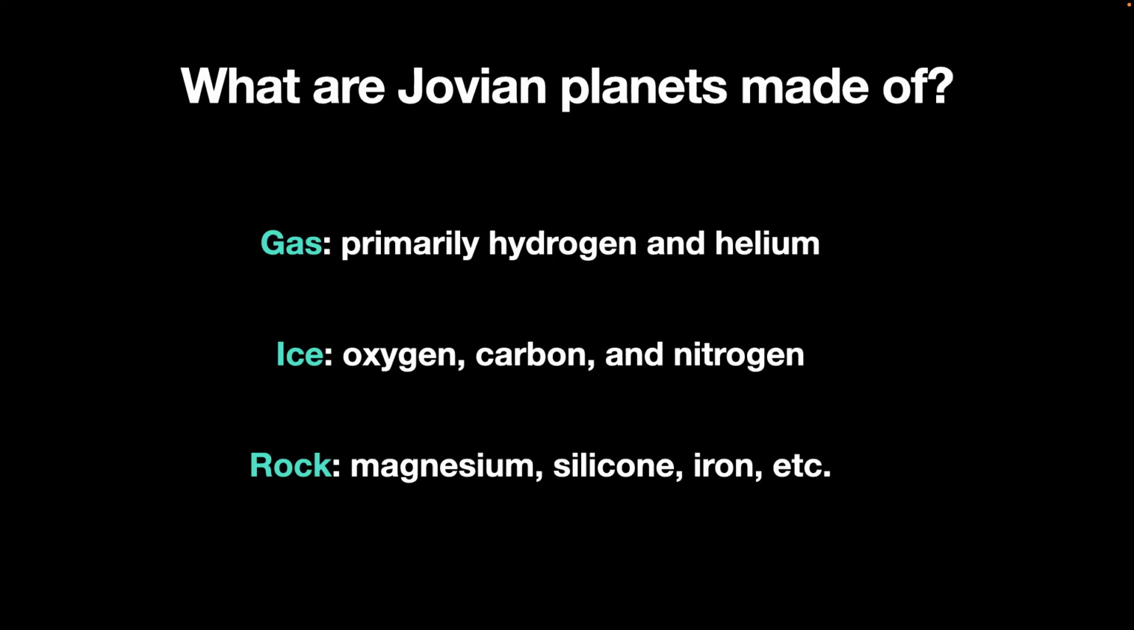Ices are the next most common elements, which are oxygen, carbon, and nitrogen. Rock are even less abundant than ice. It's basically everything else. So for outer planets, we're talking about magnesium, silicon, iron, etc.